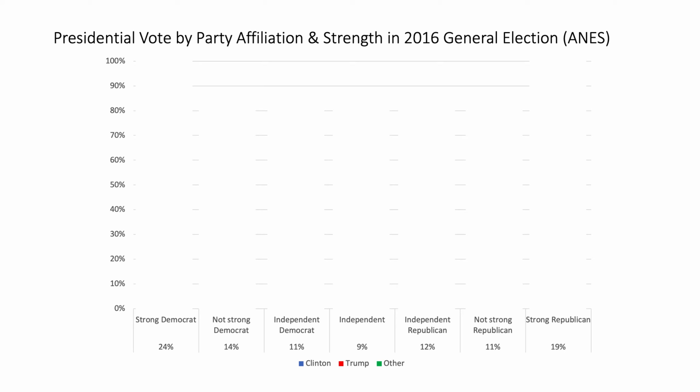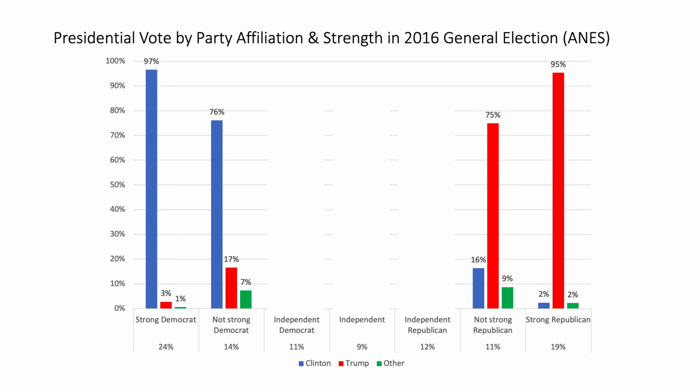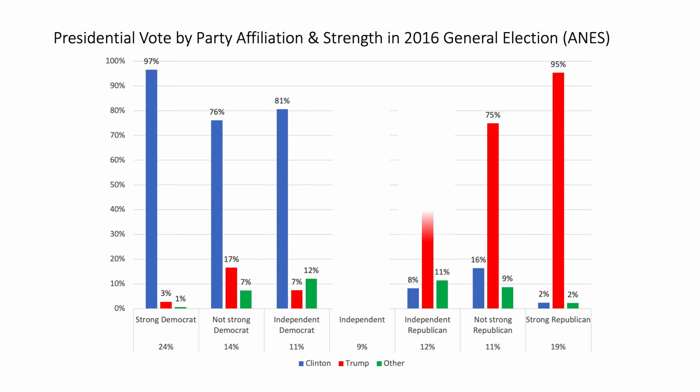Now we get into 2016. Two highly polarized presidential candidates, Hillary Clinton, Donald Trump, same dynamics. Strong partisans, overwhelmingly for their party's presidential candidate. Among the not strong partisans, it actually drops into the mid-70s. So basically 3/4 of weak partisans, not strong Democrats, not strong Republicans, voting for their particular presidential candidate. Among the independent leaners, 80% were voting for the presidential candidate of the party that they lean to.